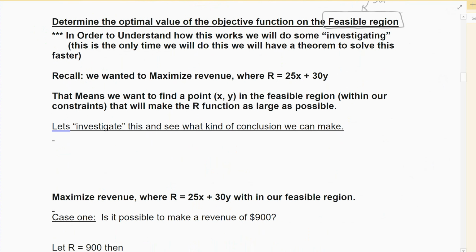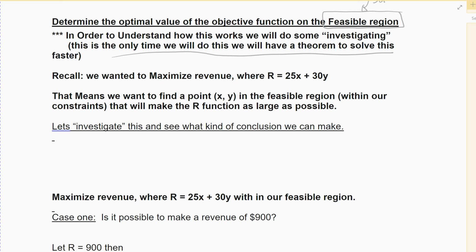Alright, so to understand how this works, again, we're going to look at some investigating. We're going to talk about what the feasible region means, what the corner points mean, and how we get to our optimum value. Again, this is the theory behind the theorem we're going to get to. So this is trying to get you to understand the theorem when we walk through this example. Understand what the feasible region is. Understand what that area is and what it means in terms of the problem.